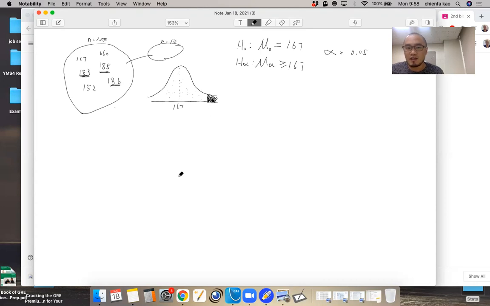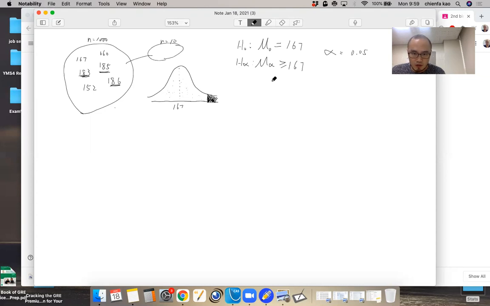So that is considered an error. Because even though it's true that the KIS average is 167, you got data that will reject the null hypothesis, which means that you will reject this fact that it's 167 because you pick 10 people and they're all way taller than 167. And then you think that, okay, well, maybe the average is not 167. So now they have names.